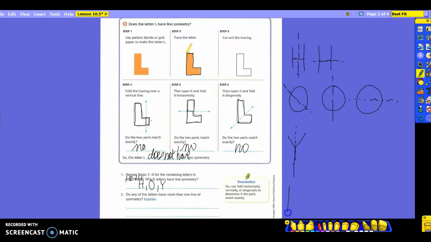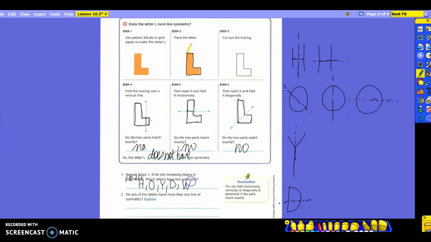What's left? The D. Is there any place I can draw it? Logan? Side to side. What do we call that? Horizontally. So if I fold from top to bottom, is it going to be equal? Yes, it will. If I fold from here down to here, I have the same thing on this side as I have on this side. So does D work?